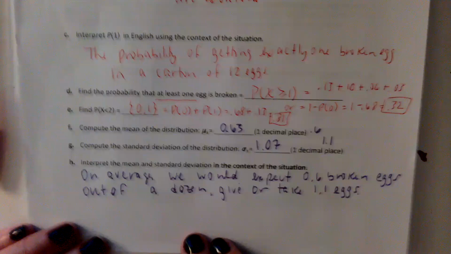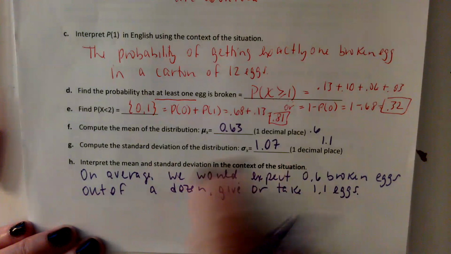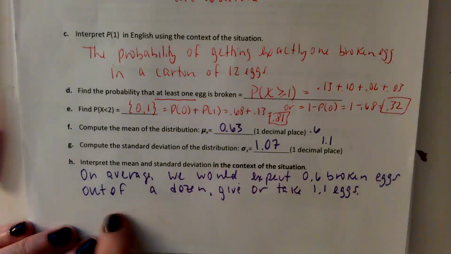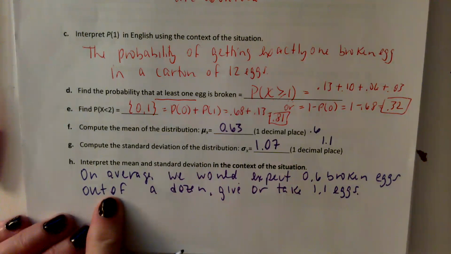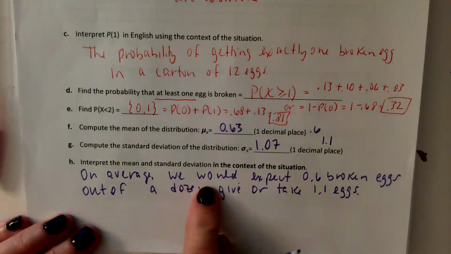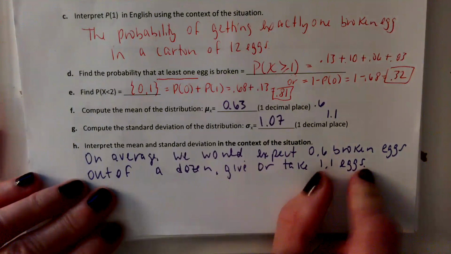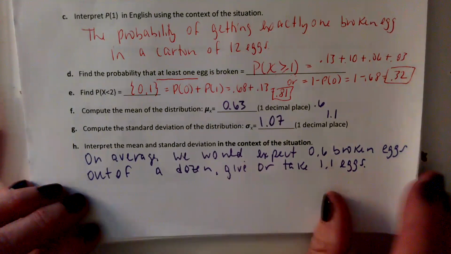So you're always going to say on average, and then we would expect, and then whatever your description is, putting in the mean. And then when it's a discrete probability distribution, always say out of how many you're talking. So we're saying out of a dozen. And then give or take explains the standard deviation and then what that standard deviation is with the units.